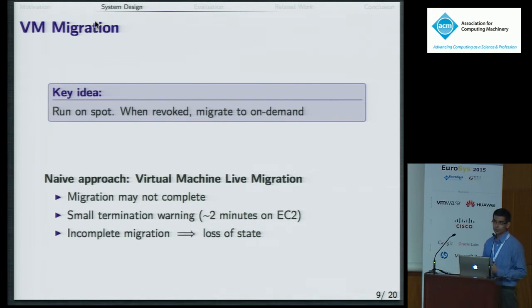So how can we do this migration? A naive approach would be to use virtual machine live migration. But live migration requires a long time to complete depending on the memory size of the VM or the application characteristics running inside the VM. Luckily, there is a small termination warning provided by Amazon, which is of about 2 minutes. Which means that we have 2 minutes to migrate our VM. But if we don't succeed in doing so, this may result in loss of VM state.